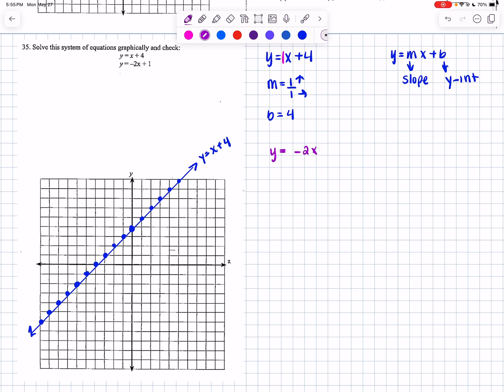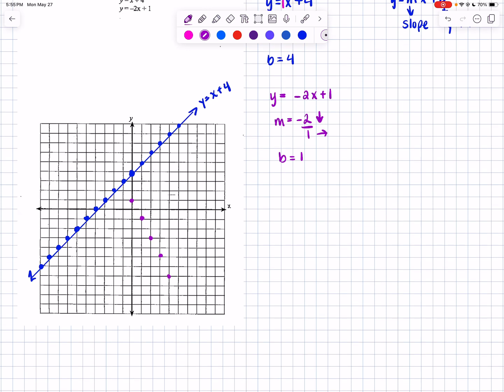If I look at this equation, my slope is going to be negative 2 over 1 because that's the number attached to x, and my y-intercept is going to be 1. So I'm going to start at 1, and then go down 2, right 1, down 2, right 1, down 2, right 1. And I keep doing that until I run out of room. And now I'm going to go backwards and go up 2, left 1.